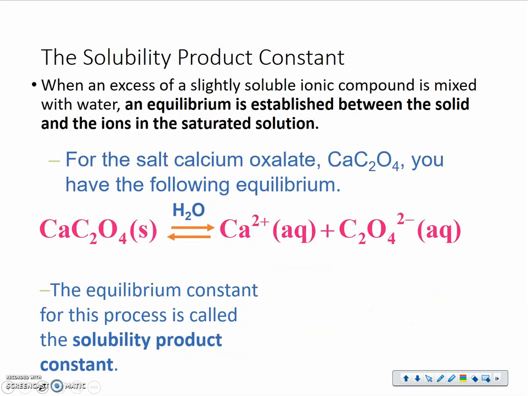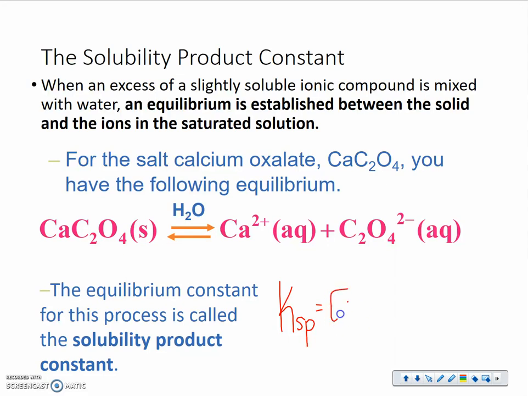So when we have this reaction here, solid calcium oxalate, it's slightly soluble, so some of it will break apart into the ions calcium and oxalate, but a majority of it stays whole as the CaC2O4. Because this is an equilibrium reaction, we can write an expression for that. The K expression we write is called the Ksp, which stands for the solubility product constant.